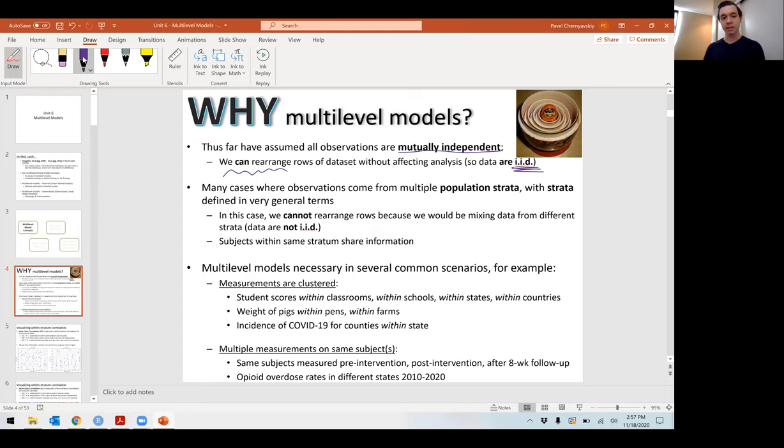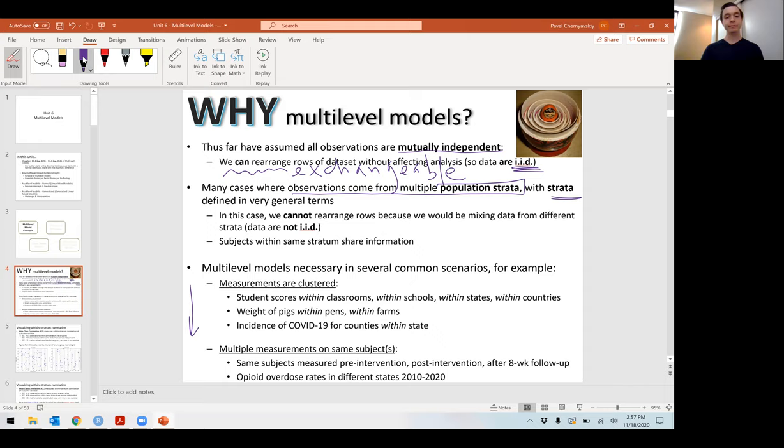The other way this is sometimes called is exchangeable. Exchangeability, exchangeable assumption. You can exchange row 1 and row 51 and not affect the results of the analysis at all. But there are many, many cases out there where our observations actually consist of multiple population strata. And that's the word I use because that's how my brain works. And we define strata, which is a plural for stratum, in very general terms. So anything that defines a grouping in a population. And I have some examples down here.